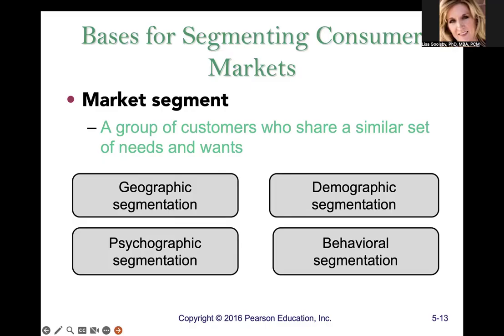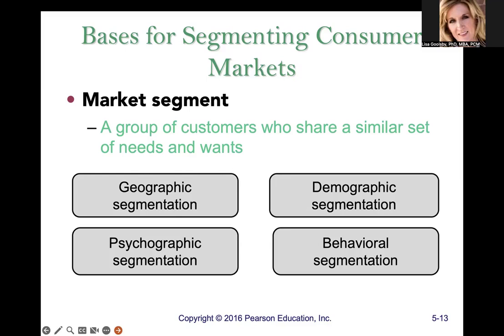So we take this total population that's available to us and we divide them into groups according to their similarities. A market segment is a group of customers who share a similar set of needs and wants. This makes it easier for a company to communicate with them, create products for them, all the things that we do in marketing, set pricing, distribution. When we have consumers that have these similar needs and wants, we can be sure that the decisions we're making regarding our products and our marketing strategies are going to be good for that group of people.